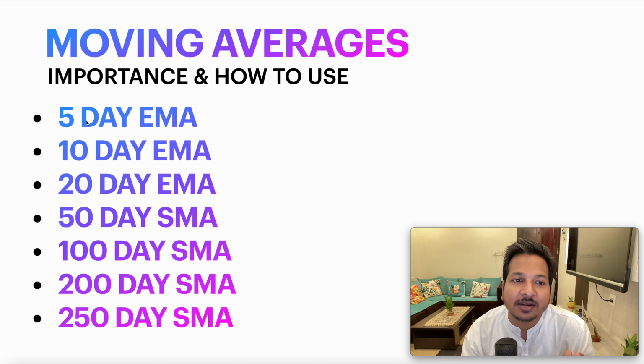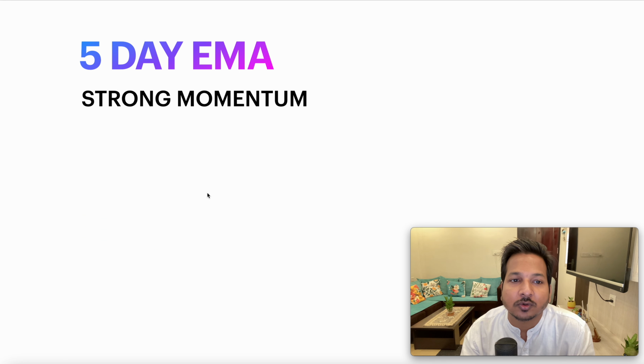So first we'll start with the 5-day EMA. You can see we're going to discuss EMA as well as SMA. EMA is exponential moving average, SMA is simple moving average. The importance of the first one, the 5-day EMA, is that it shows strong momentum. If you apply the 5-day EMA on any chart and the price is above that 5-day EMA, you can see that it is in a strong uptrend or downtrend. So we'll apply this on Nifty and see how it works.